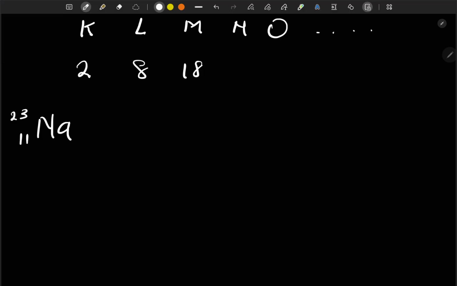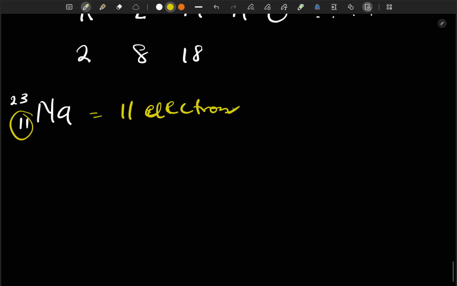To write the electronic configuration of sodium, first of all, we have to ask, how many electrons do we have? How many electrons are present? We are accounting for a total of 11 electrons, right? Remember that the atomic number can also tell us the number of electrons, because the number of protons and electrons are always equal. So we are accounting for a total of 11 electrons.